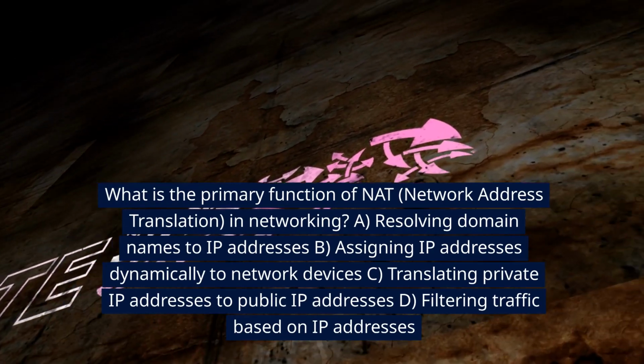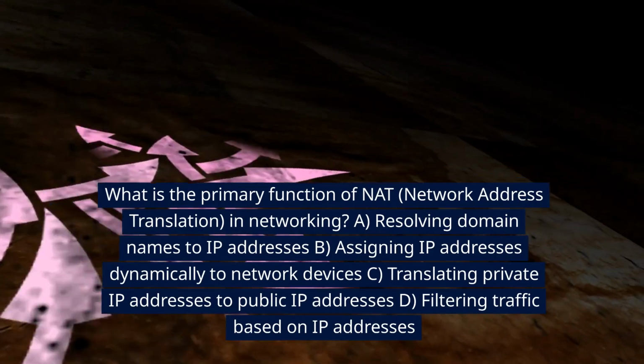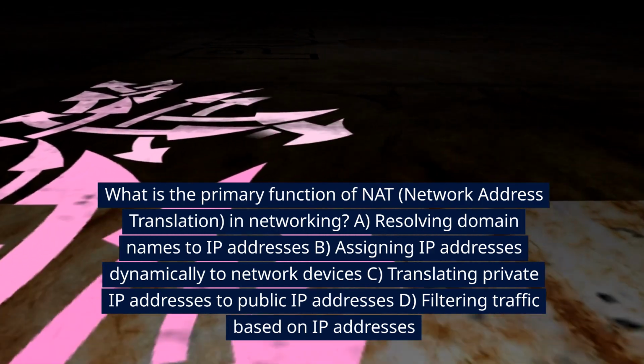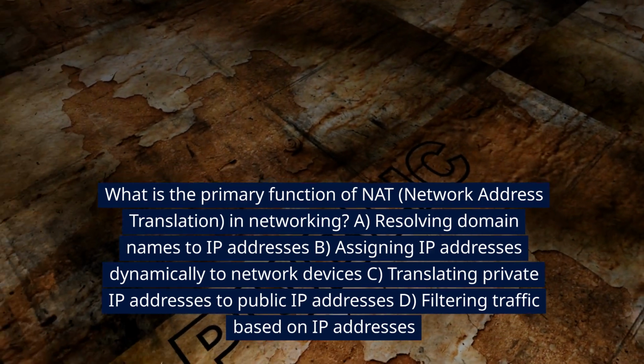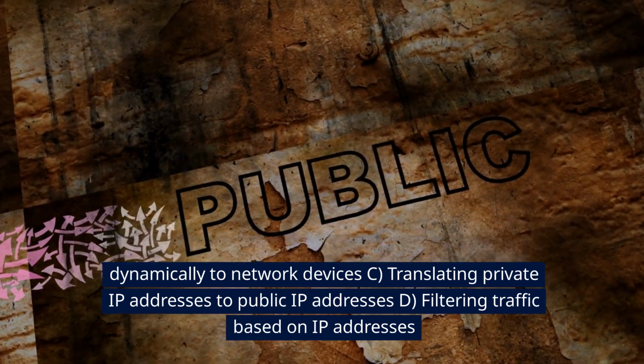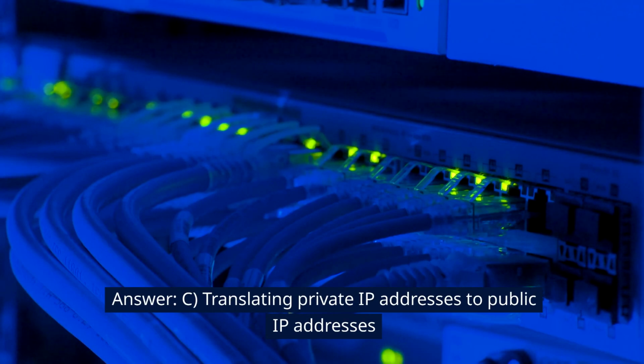What is the primary function of NAT, Network Address Translation, in networking? A. Resolving domain names to IP addresses. B. Assigning IP addresses dynamically to network devices. C. Translating private IP addresses to public IP addresses. D. Filtering traffic based on IP addresses. Answer: C. Translating private IP addresses to public IP addresses.